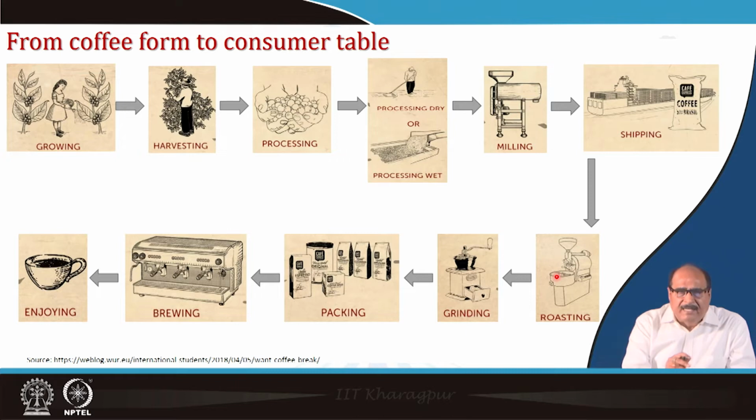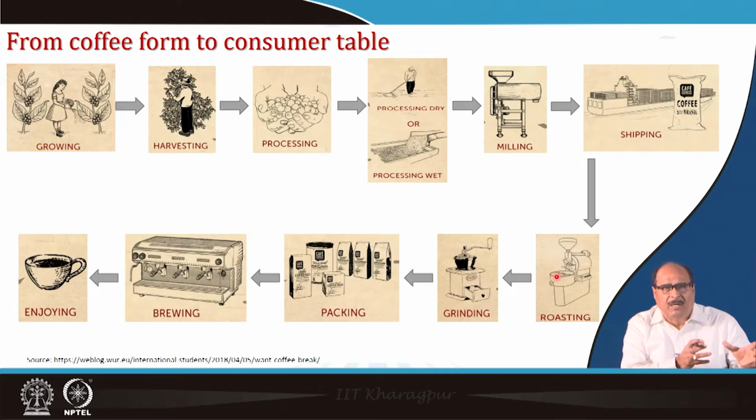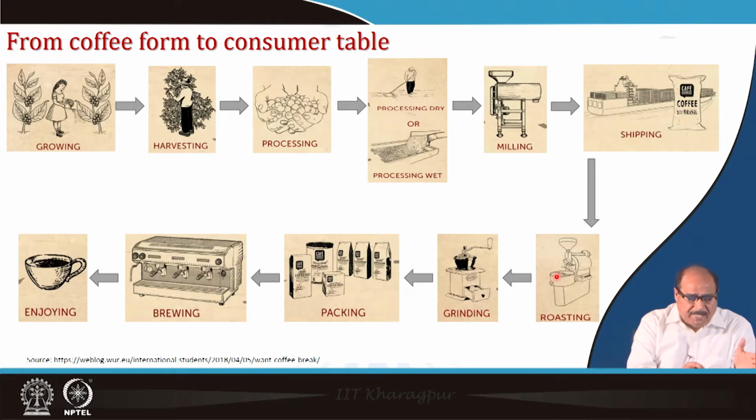In this slide, I have just shown you the steps involved from the coffee farm to the consumer's table. That is, how it is grown on the farm, and then the different steps: harvesting, processing, milling, shipping, roasting, grinding, packing, brewing, and finally enjoying the coffee beverage.